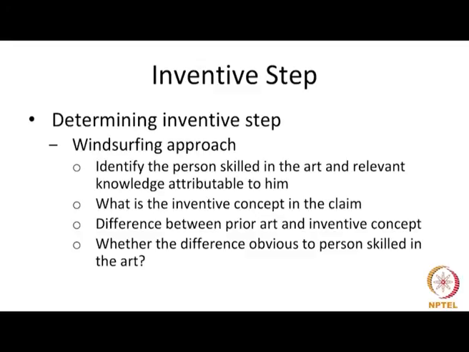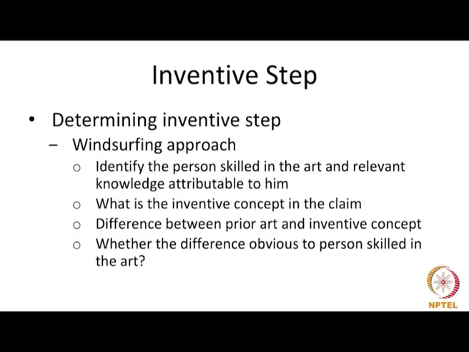The first step is to identify, and the person skilled in the art is a notional person, it is not a real person. First you identify the person skilled in the art, and you identify the relevant common general knowledge of that person. The common general knowledge is a term that is used to describe the knowledge that is attributable to a person skilled in the art. It need not be knowledge that is documented, it can be knowledge which is known to that person or known to the people in that field. So, the first step is to identify the person skilled in the art and to identify the relevant common general knowledge that is attributable to him.